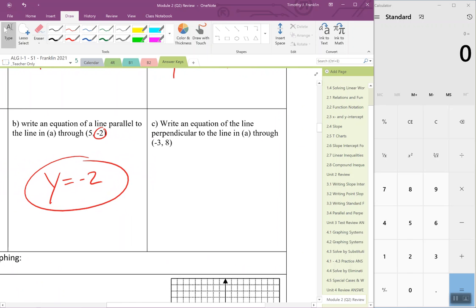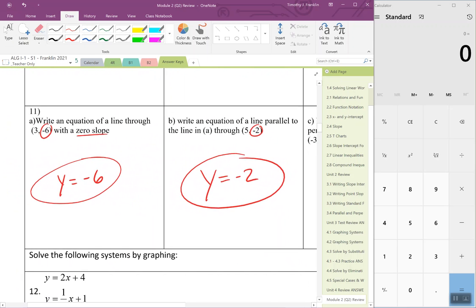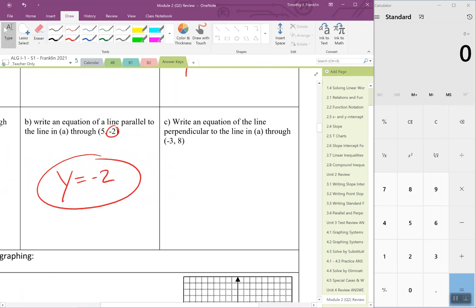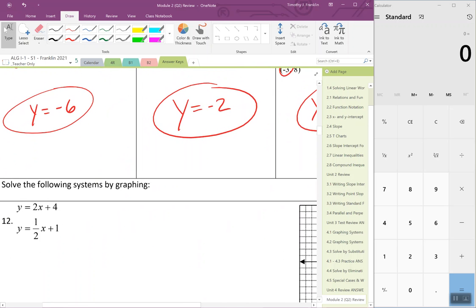Okay, write an equation of the line perpendicular to the line in A. So instead of 0 slope, we'll have undefined because perpendicular to horizontal is vertical. So we're going to have x equals, and we'll use the x value here, which is -3. And there you have that section.